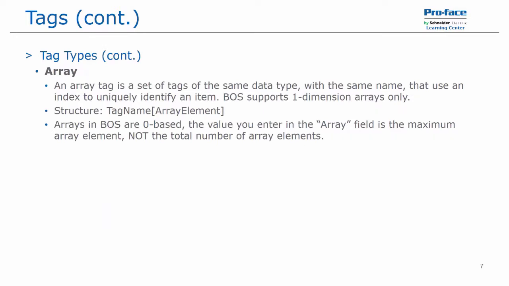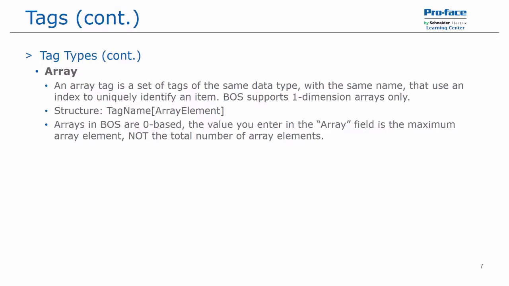A few more additional tag types. Now we get into the special tags, starting with arrays. And if you're not familiar with arrays, they are essentially a set of tags that are all the same data type with the same name that use an index number. Usually it is a static number that uniquely identifies each element of that array. At this time, Blue Open Studio only supports one-dimension arrays.